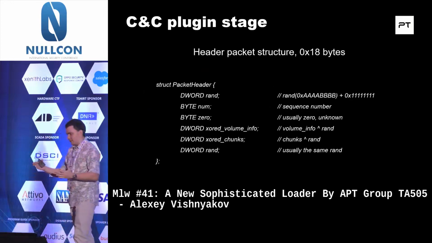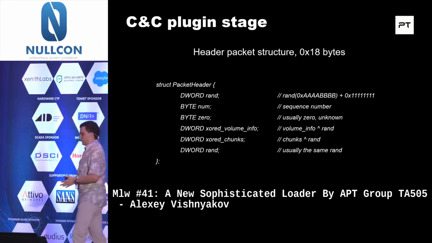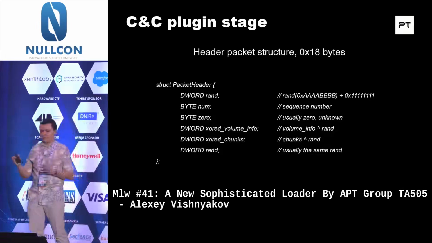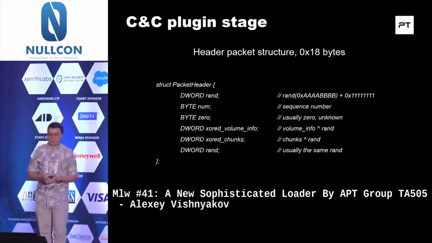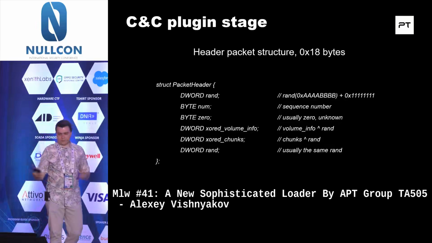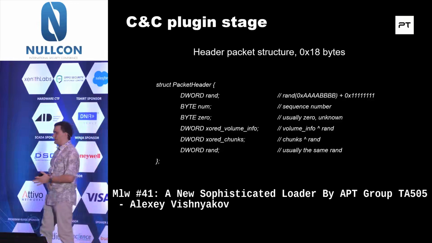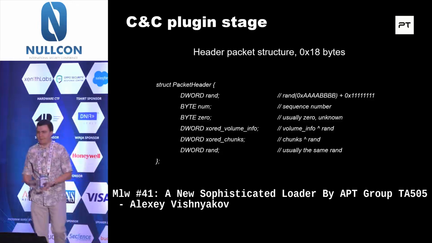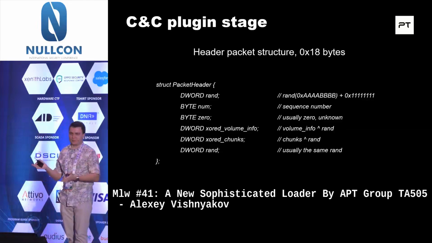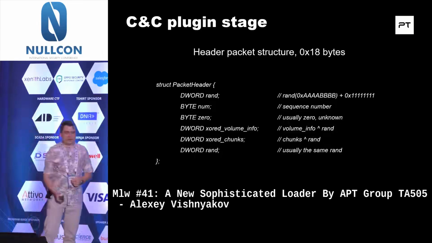So during communication, all requests and responses will have a special header. We'll call it the header packet structure. Here are the values. The first one is some random value. It will be generated with such an algorithm. The second field is some sequence, something like a sequence number. I hope everybody is familiar with the TCP transport protocol, so you can imagine that this sequence number is something the same. Then you have a third value.